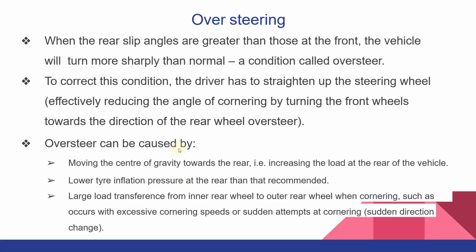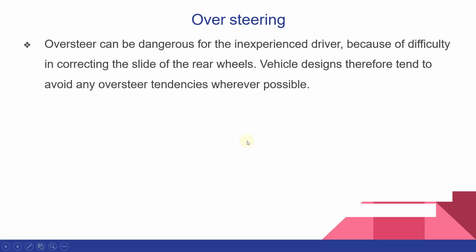And what can cause oversteering? That is, the center of gravity is moving towards the back side. That is, load is increasing to the back end of the vehicle. Then lower inflation pressure for the tires at the back side than recommended. So if the tire pressure is lower at the rear tires, it can also cause oversteering. Then large load is being transferred from the inner rear wheel to the outer rear wheel when it is undergoing a turning operation. So all this can cause oversteering.